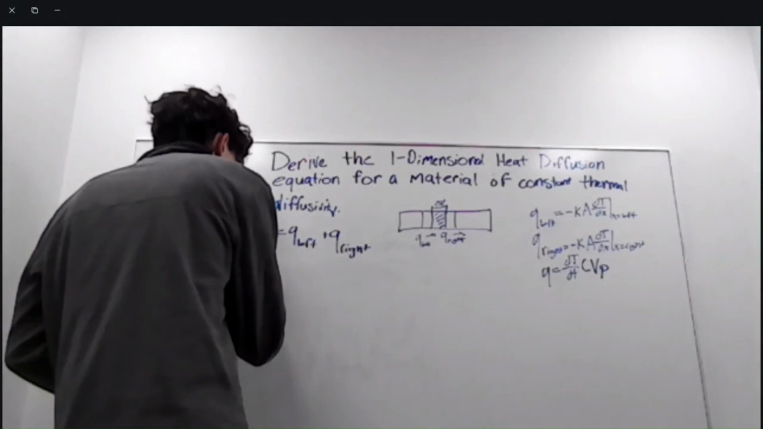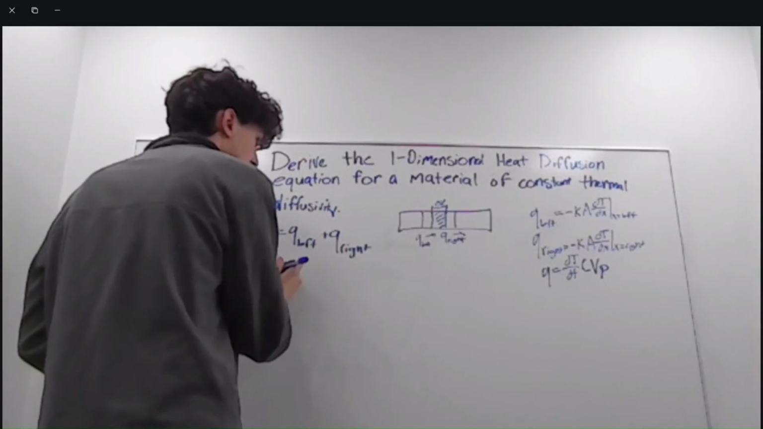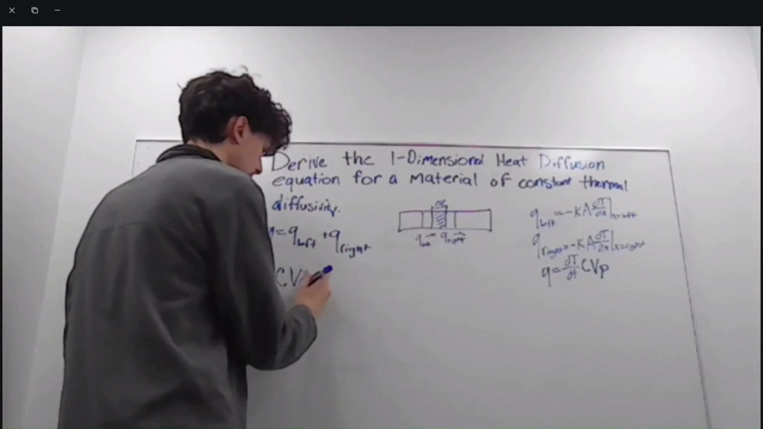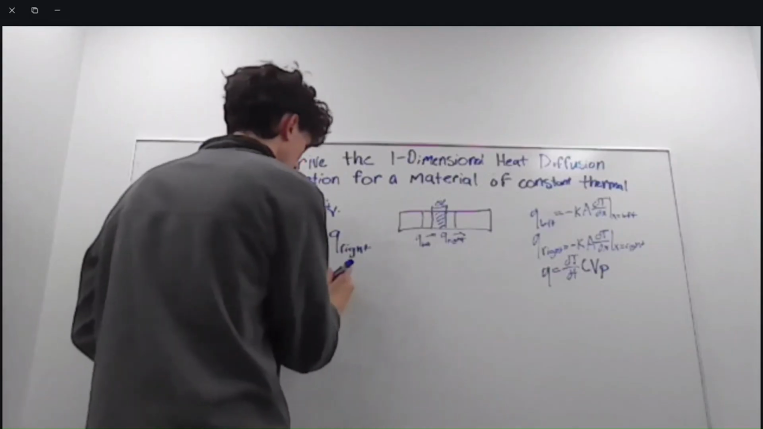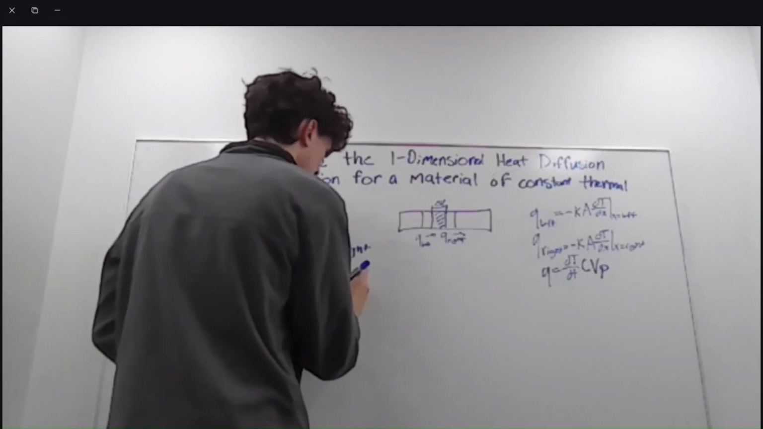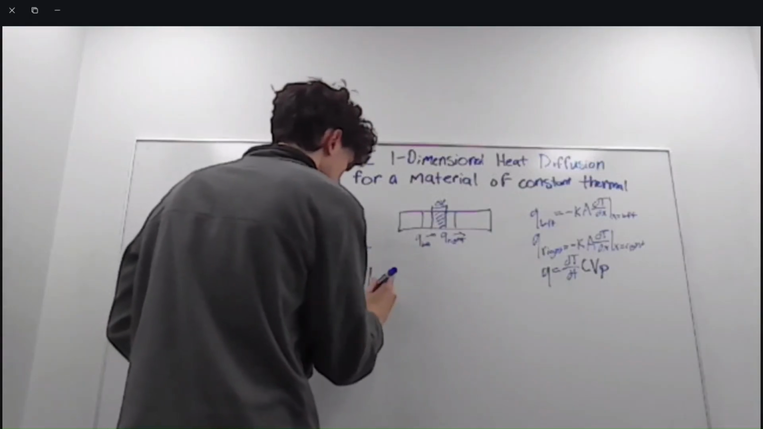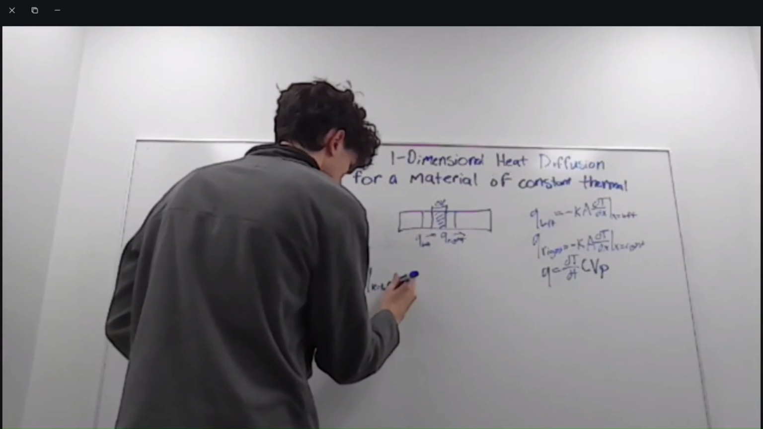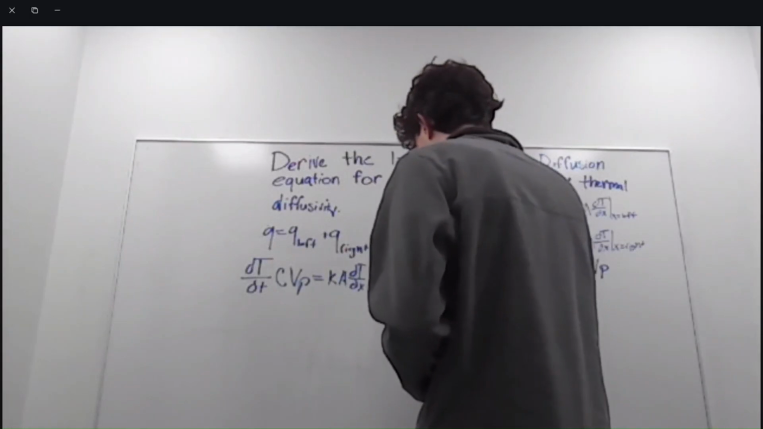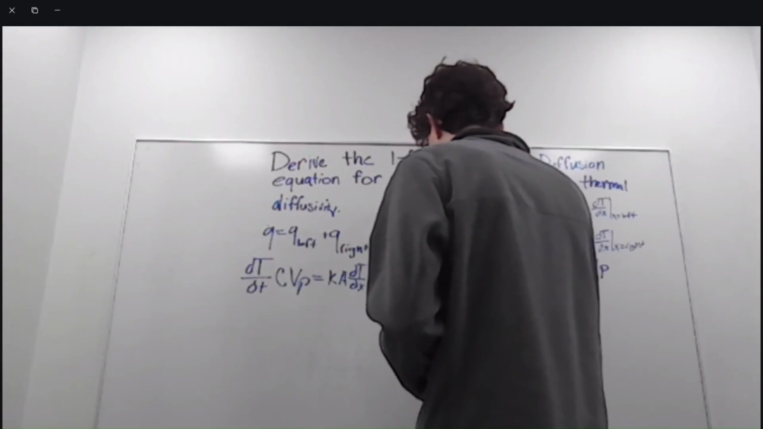So now putting everything in, we have our temperature derivative with respect to time, our heat capacity, our volume, and our density. It's equal to our thermal conductivity, area, and then our temperature gradient with respect to position this time. And then the same thing for the right side as well, with our thermal conductivity and our temperature gradient with respect to position.